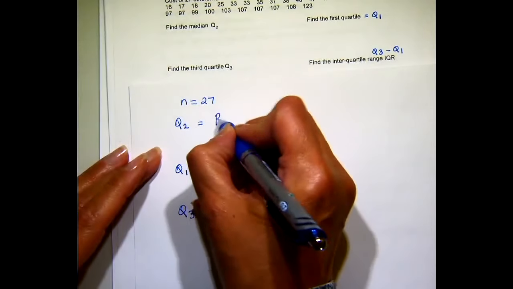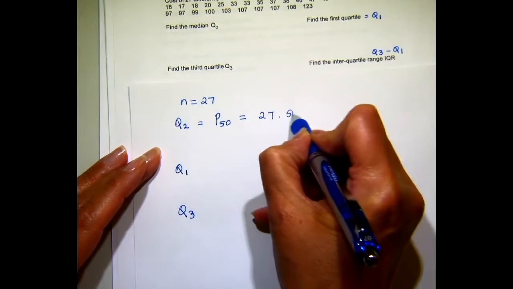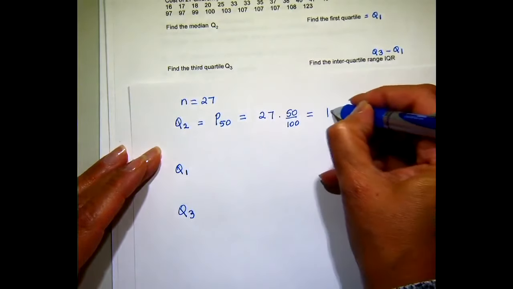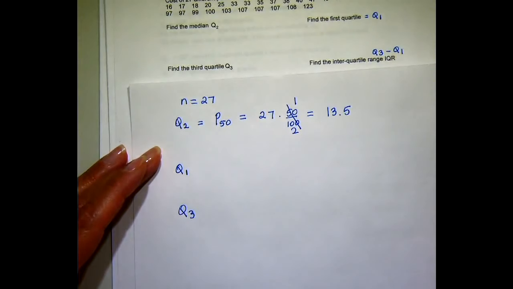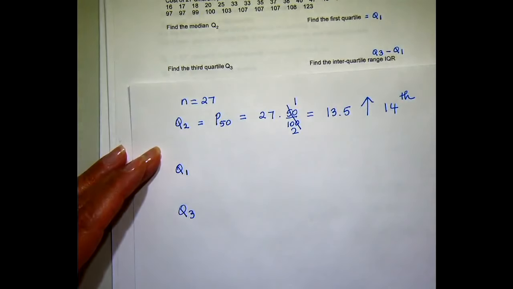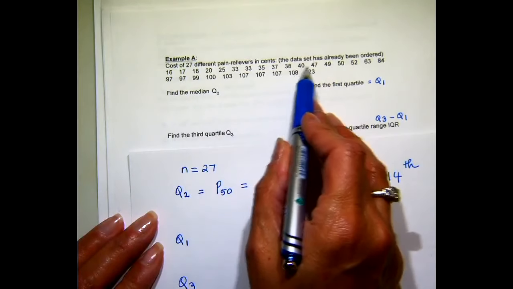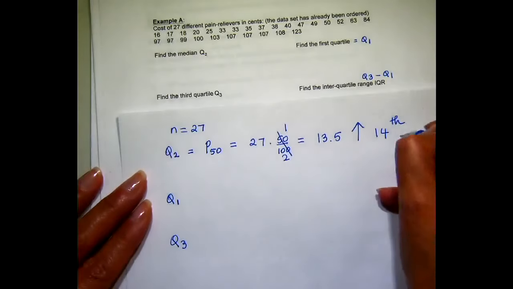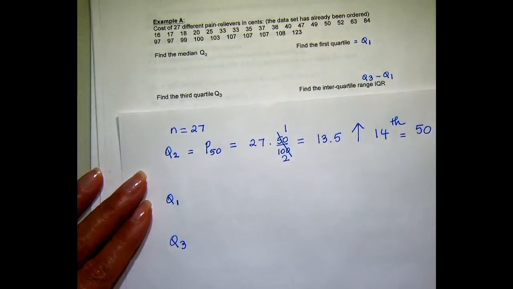So Q2 is P50, second quartile. So 27 times 50 over 100, which is 13.5, because this is just 1/2. It's a non-integer, so round up to the next integer. So the 14th ordered value. So let's count. 1, 2, 3, 4, 5, 6, 7, 8, 9, 10, 11, 12, 13, 14. I see a 50. Follow? Yes or no?